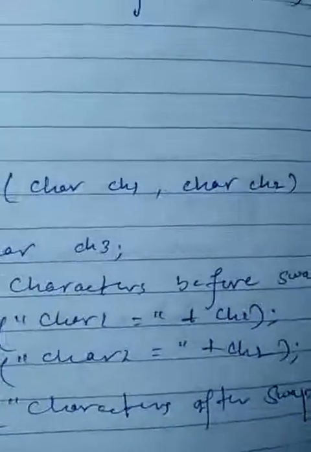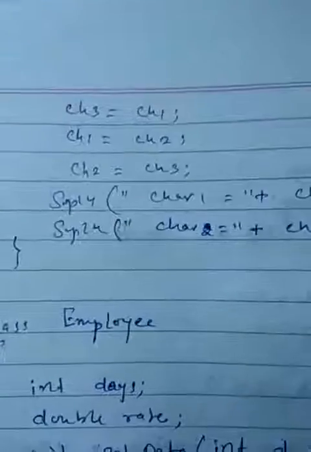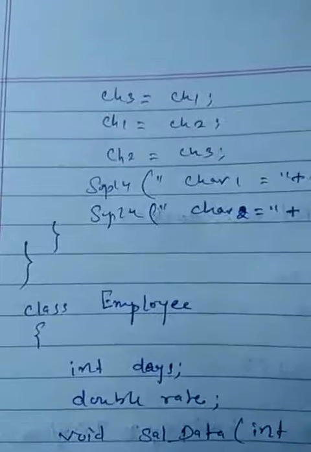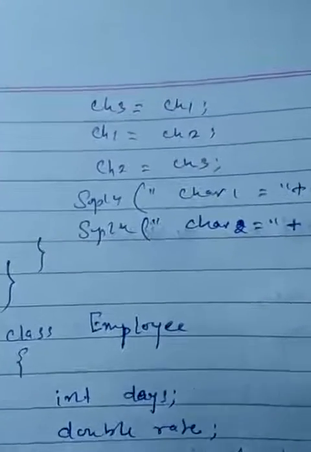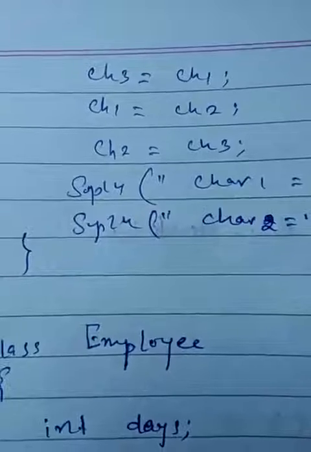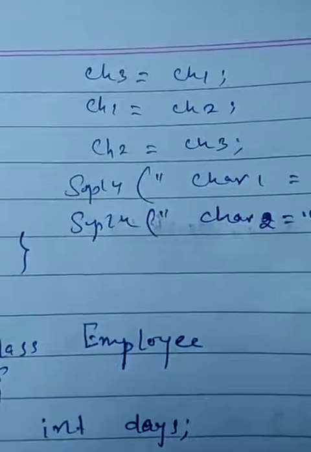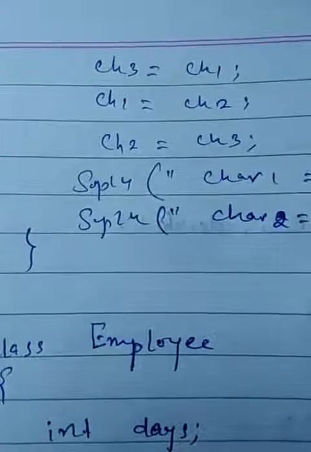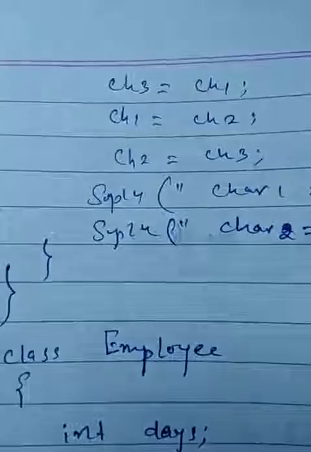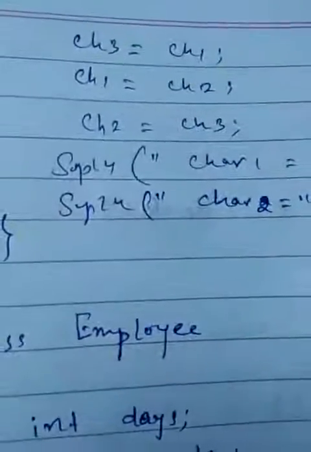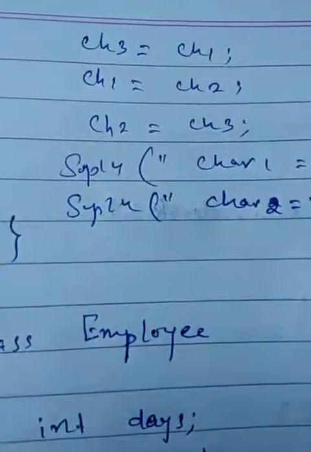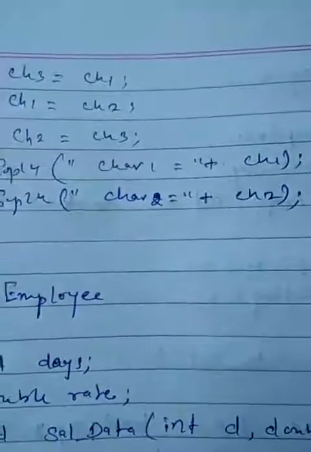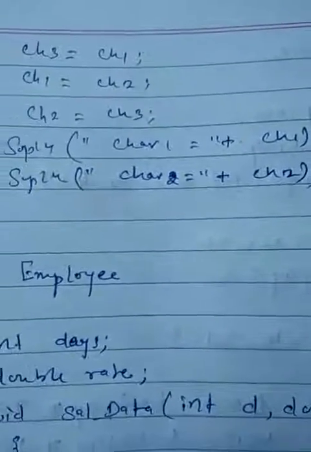Now the characters after swapping. The logic of the swapping is ch3 equals ch1. So first the value of ch1 will be transferred into ch3, and ch1 equals ch2, so the value of ch2 will be stored in ch1. Finally the value of the third variable, which is the value of the first variable, will be shifted to character 2. Now we are printing character 1 equals ch1 and character 2 equals ch2.